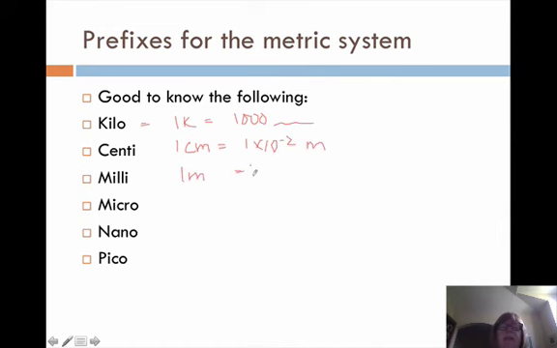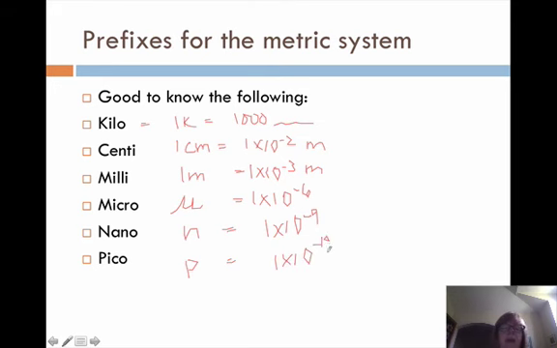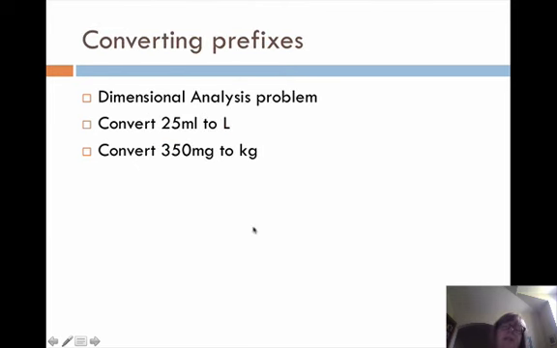Milli is 1 times 10 to the negative third. Micro, which has this funky mu, is 1 times 10 to the negative sixth. Nano is 1 times 10 to the negative ninth, and pico is 1 times 10 to the negative 12th. Usually if you have these pretty much memorized, you're good to go. And then we can do dimensional analysis with unit conversions. So these should be pretty straightforward.